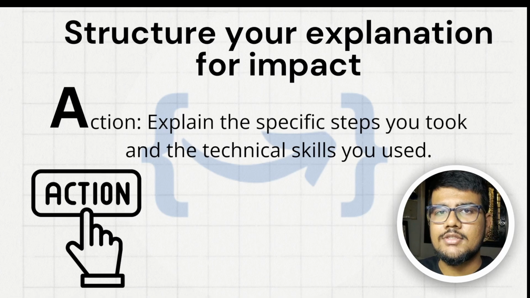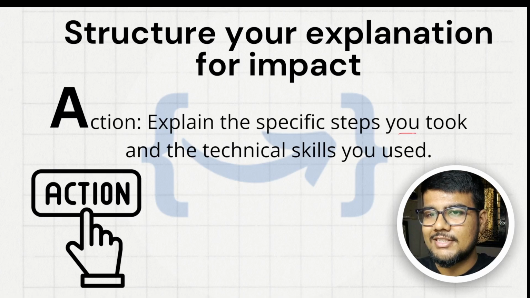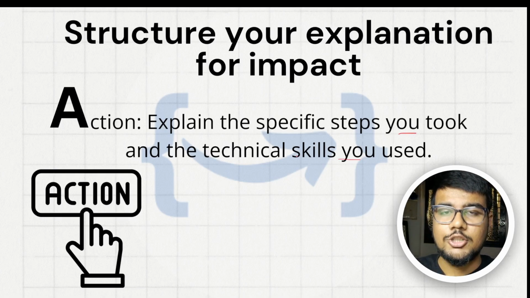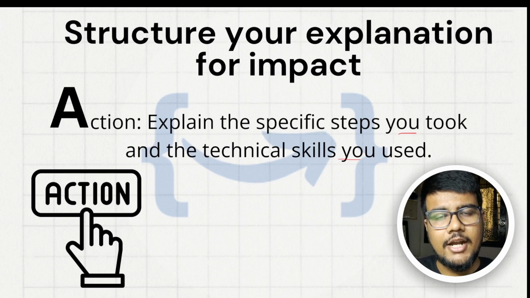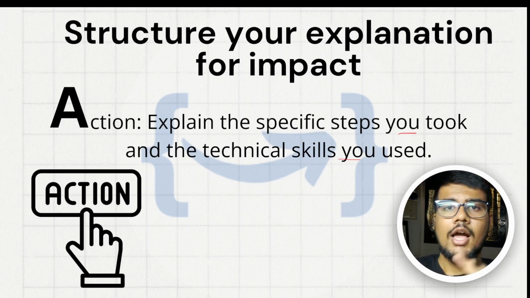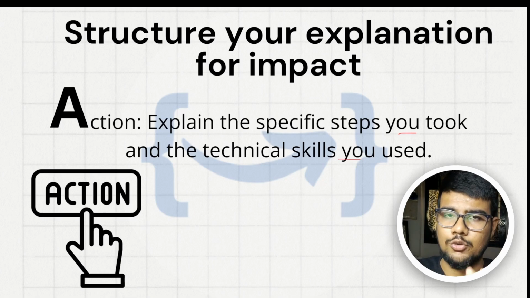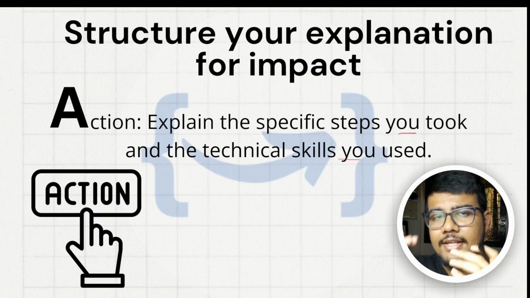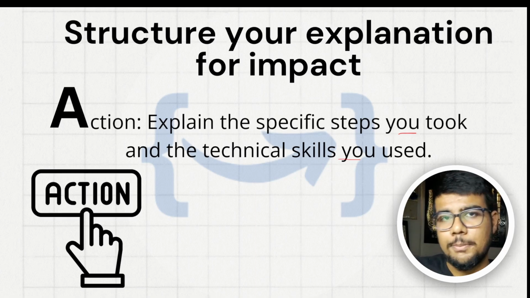Situation we have discussed, task we know. Now, what did you do, what was your action? Explain the specific steps you took and the technical skills you used. In this case, you need to tell about the tech stack that you have used, the technologies, any languages, and any of the stuff that you have used to perform the action while doing your task. Everything has to be well maintained and should follow the procedure.